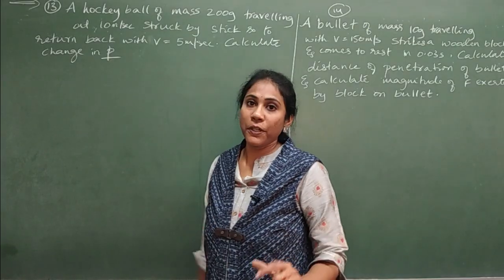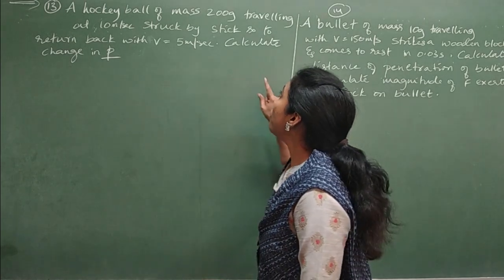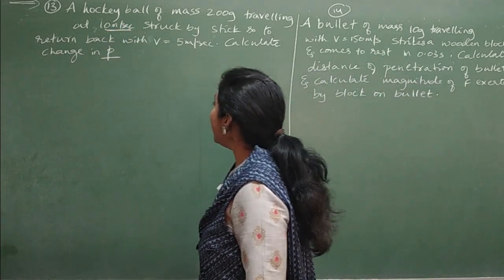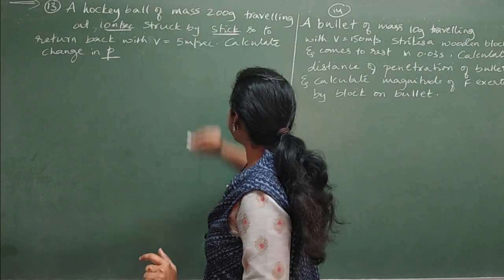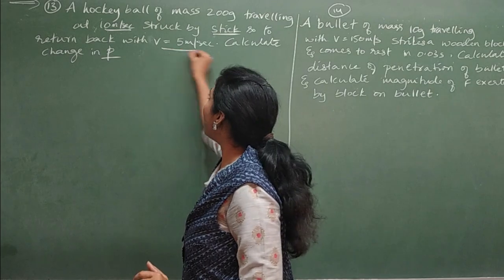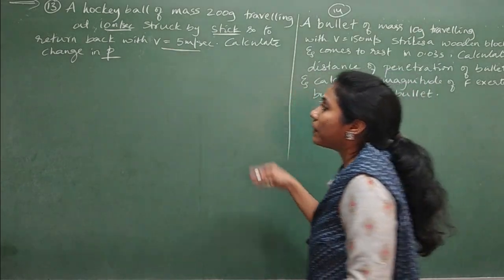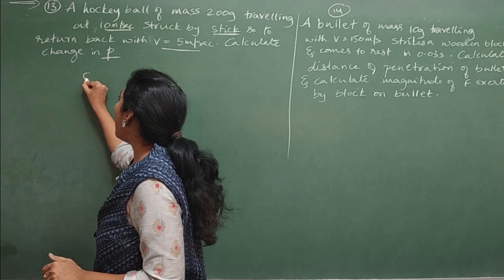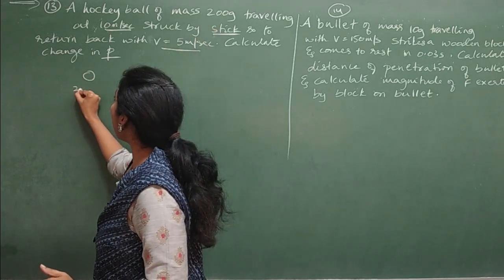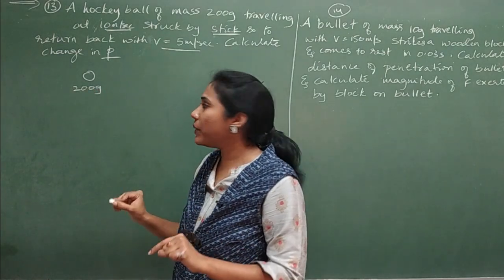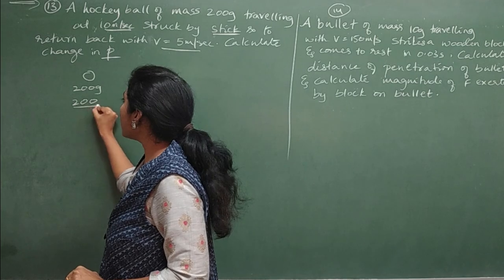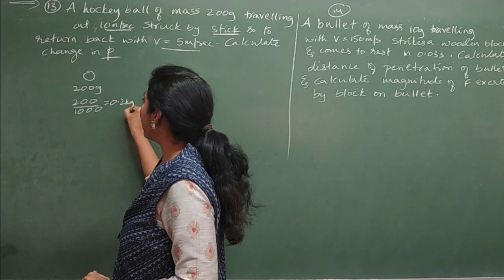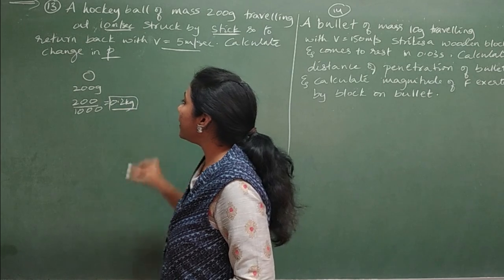See, this is the 13th question from your exercise part. A hockey ball of mass 200 gram traveling at 10 meter per second velocity is struck by a hockey stick so that it returns back with this velocity. Calculate the change in momentum. Here, small p means momentum. I used a shortcut here. So you have a hockey ball with mass 200 gram. Convert that into kg by dividing by 1000. So 200 gram is 0.2 kg. So the mass of the hockey ball is 0.2 kg.